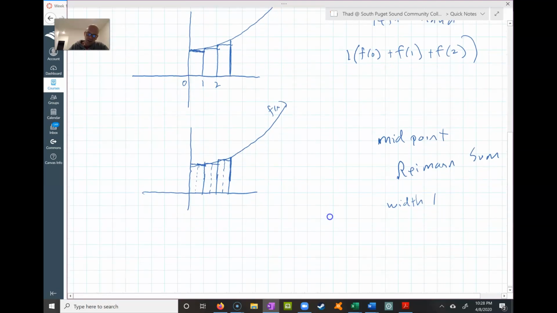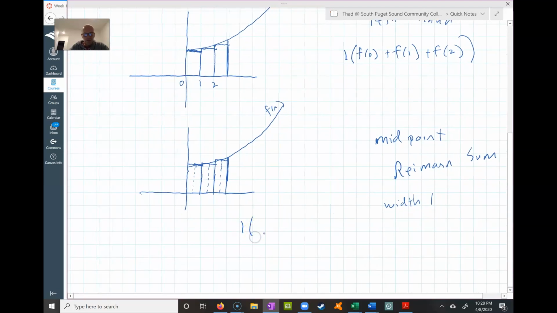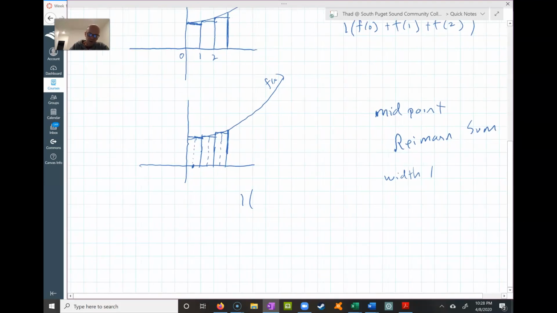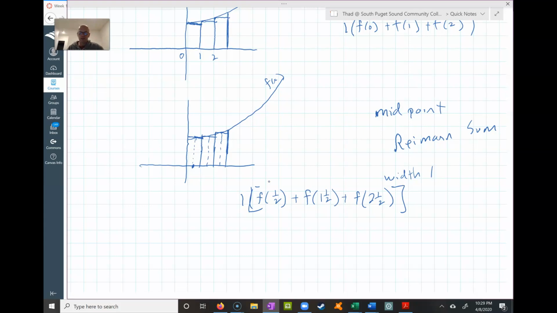And then finally down here, again, the width is 1, so I'm multiplying width on the outside. On the inside, I'm plugging in that x value, which would be halfway between 0 and 1. So it's going to be f of 1/2 plus f of 1.5 plus f of 2.5. So that's the left hand, right hand, and midpoint Riemann sums.